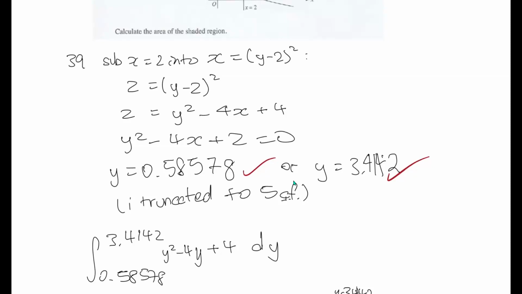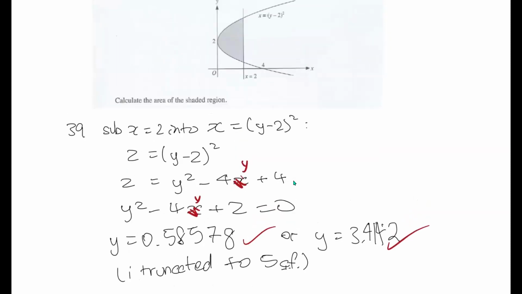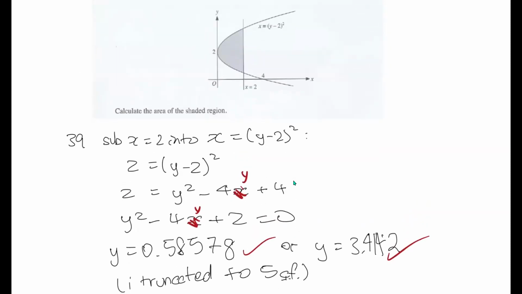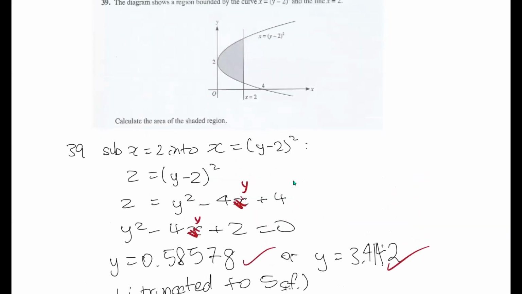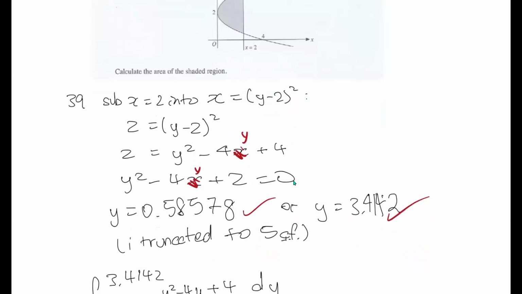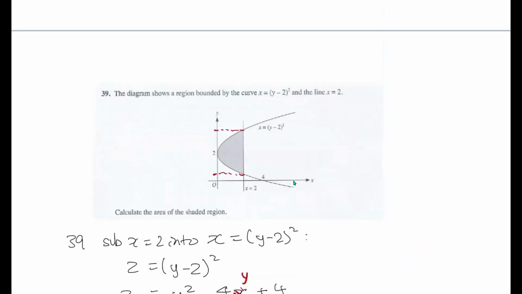It's one slight mistake here. Should be a y, not x. Right? Can only have one variable. So here you get 3.414 and 0.55. Yep, good. So how do you find the area of this shaded region? You have to integrate dy, right? Because that will be easier because you can go from bottom to the top.